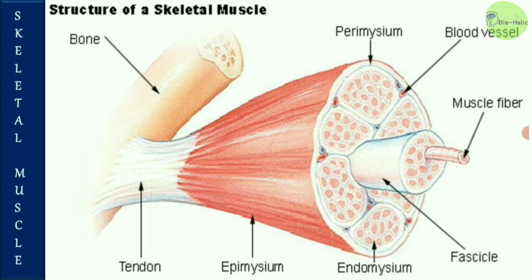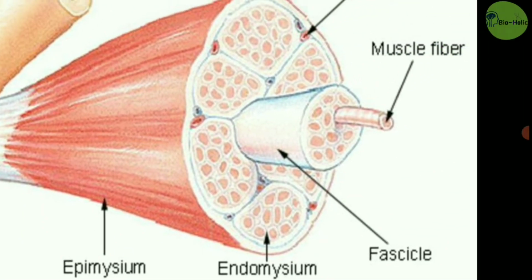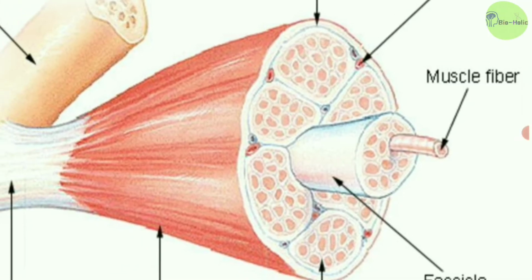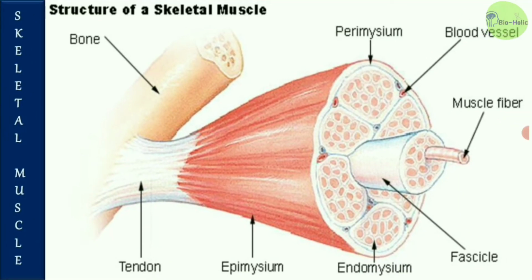So here you can see this is the tendon, this is the epimysium, this is the endomysium, here is the fascicle, here is the perimysium, and by the tendon the muscle is attached to the bone. Clear?